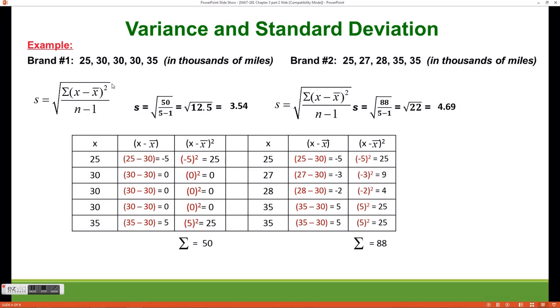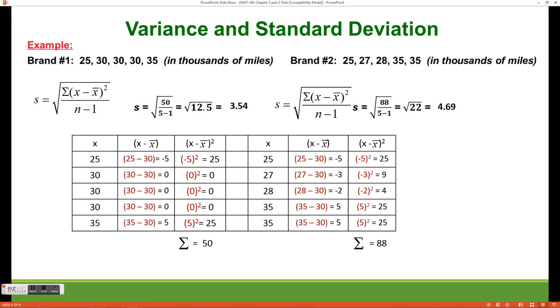To do this calculation, I make a table. I start by making a column of the data values, shown over here on the left. The left half of this table is for tire brand number 1, so we're just going to look at the first 3 columns on the left. The leftmost column are my data values, and after filling in those 5 values, I would then create the second column, which are the values of x minus x bar.